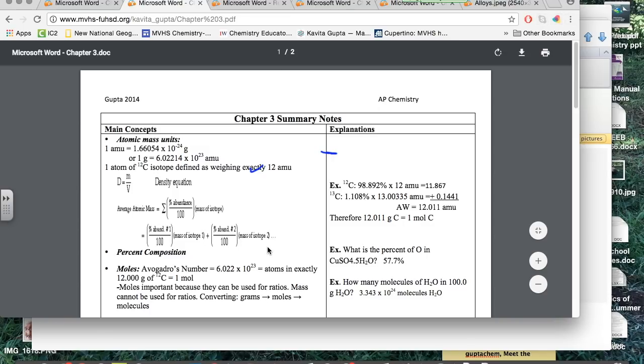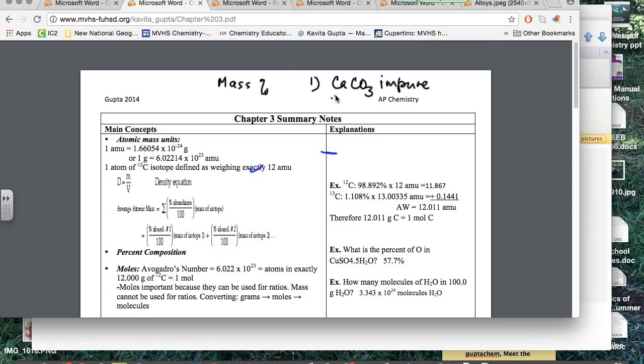Percent composition is what percent of mass comes from a particular element in a whole compound. And as we talk about mass percent, guys, typically you get two types of questions on mass percent. One type of question is, for example, you have an impure calcium carbonate mixture, and when it was treated with an acid, it makes certain moles of CO2. And they will ask you, what is the mass percent of CaCO3 in this mixture?